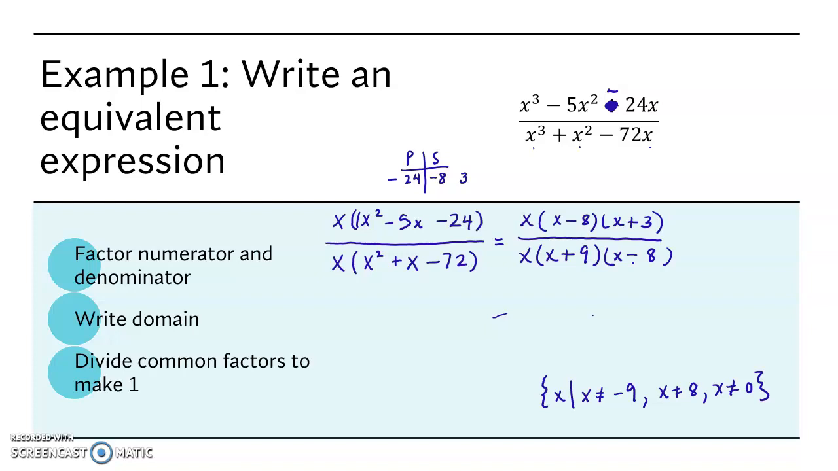Okay. Now we're going to look at our function and we're going to divide any common factors to make 1. So x divided by x would make 1. And x minus 8 divided by x minus 8 would make 1. And so we're left with an equivalent expression of x plus 3 over x plus 9. This expression is equivalent as long as x doesn't equal negative 9, 8, or 0. And so that's our equivalent expression.